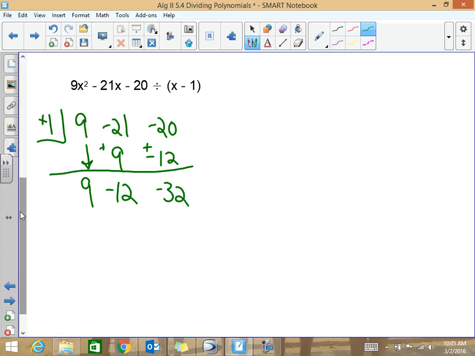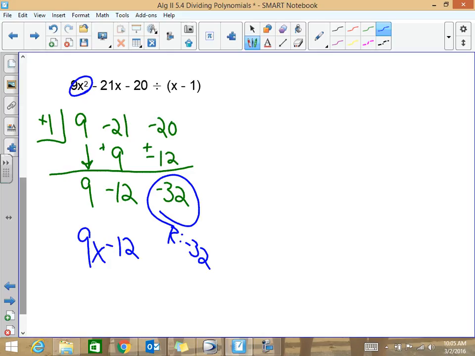Okay? So now we're done, and now we write out our answer. So if we started with an x to the second, what's our answer going to start with? X to the first, right? So we get 9x minus 12. So we've just got two terms, right? Which is fine. We've got a column left over. So that is our remainder.